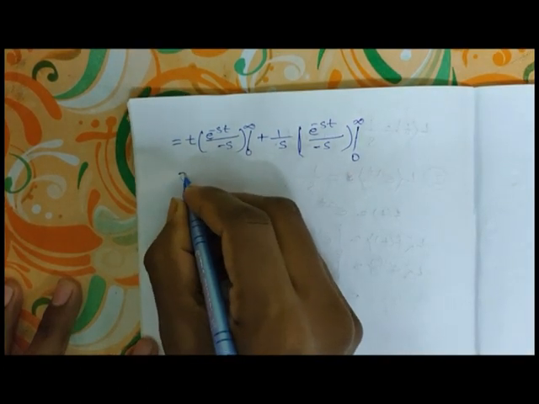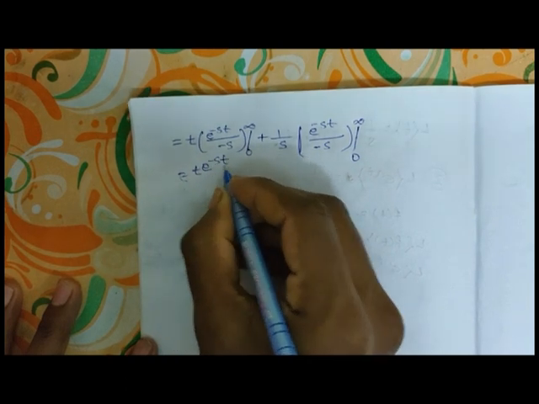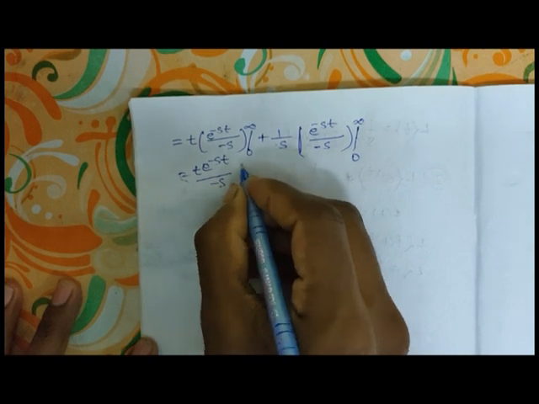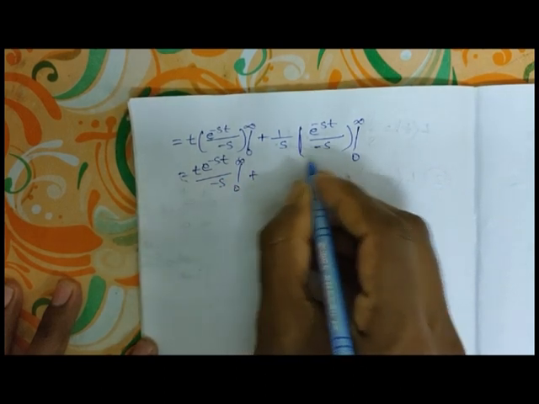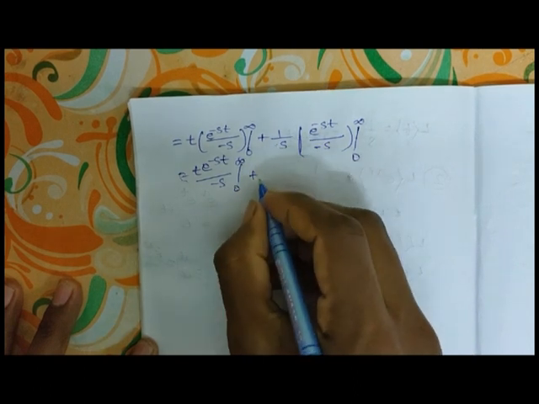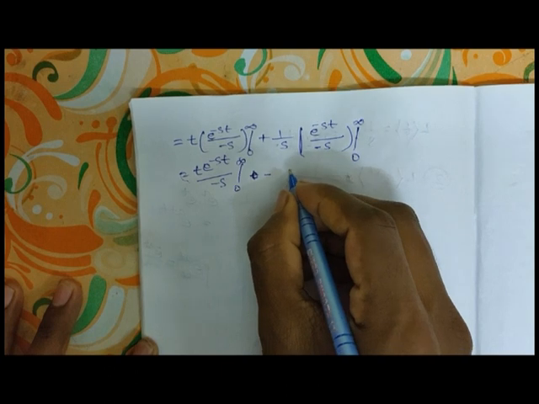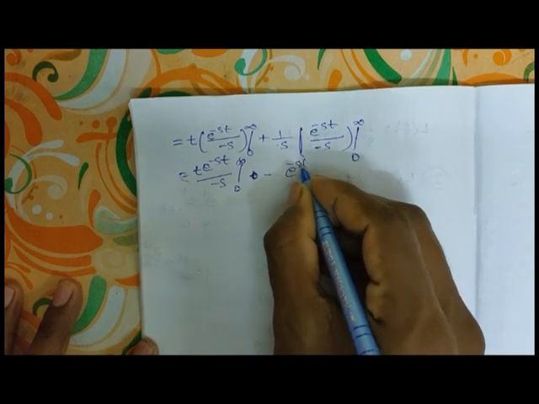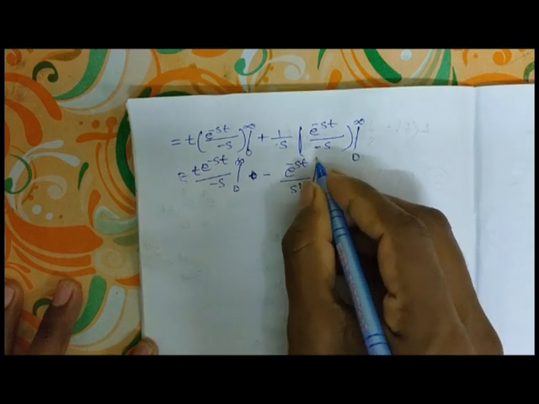Now we have t e^(-st) by minus s, 0 to infinity, minus plus minus. So we have e^(-st) by s square, 0 to infinity.